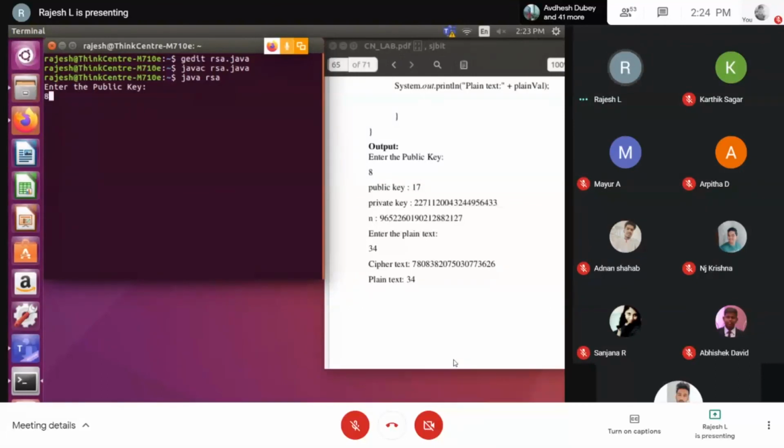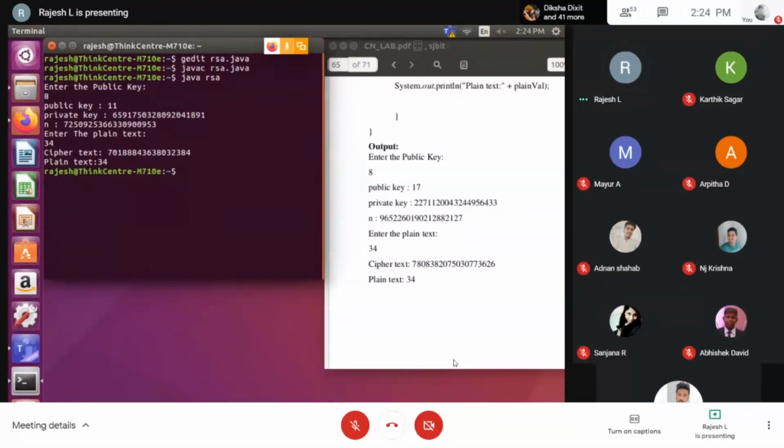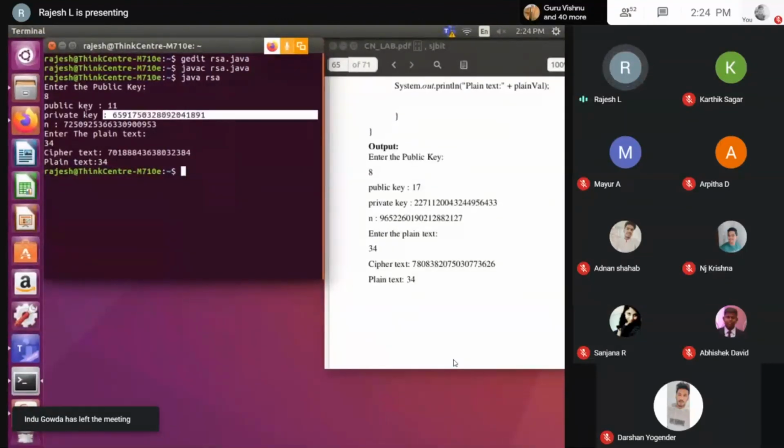Here, the public, private, and n values will vary during execution. You can't expect the same outcome. Now enter the plain text. Whatever plain text you give, you have to decrypt. So plain text is this, ciphertext is this. This is the output. These two are the keys, public key and private key.